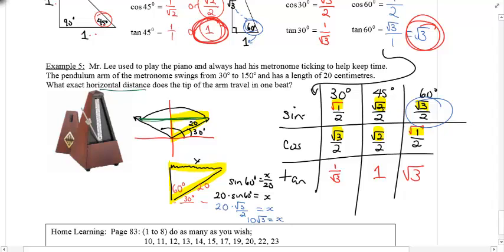X is the horizontal distance of this triangle, but that's not the exact horizontal distance that the tip of the arm travels. That, of course, is double. Because there's 1, here's 2. So the horizontal distance is twice the 10 root 3. 2 times 10, of course, is 20. So 20 root 3 centimeters. And there you have it.